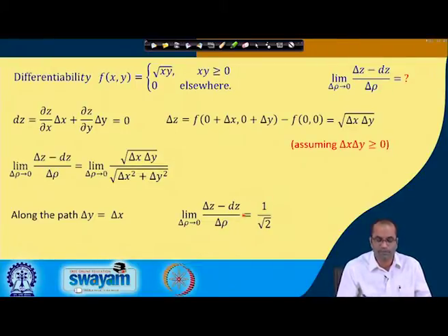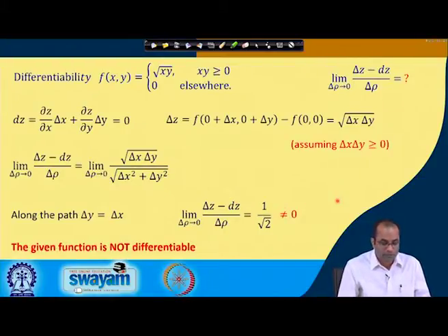So, here itself, by taking one path and showing the limit is different from 0, though the limit may exist or the limit may not exist, it does not matter to prove that the function is not differentiable, because for differentiability this limit must be equal to 0. And what we have observed is that along this particular path this limit is equal to 1 over square root 2, and hence we can now say that the function is not differentiable, because this limit cannot be equal to 0. So, the function is not differentiable in this case.